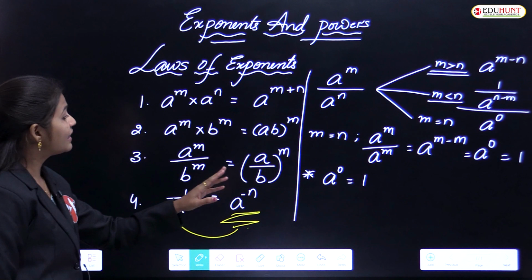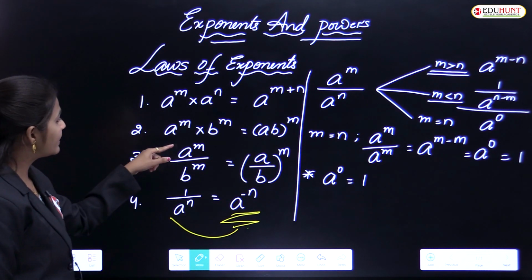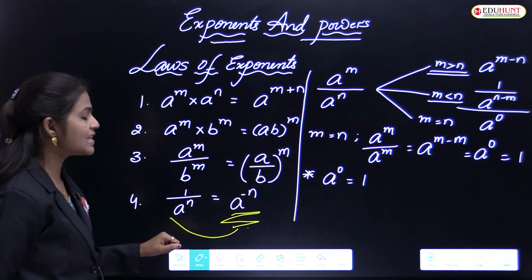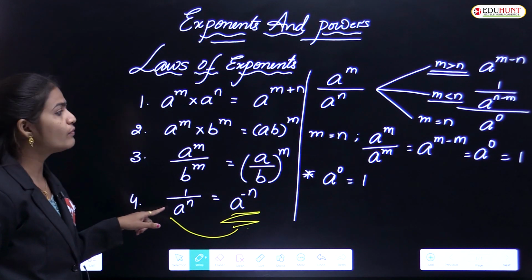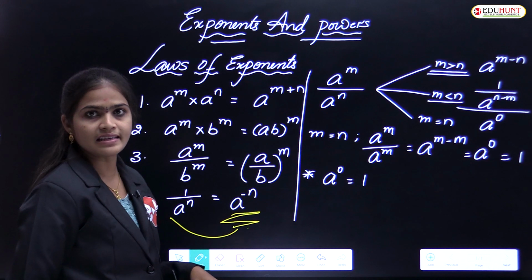For example, in reverse also we can take a by b whole power m. We can write this as a power m by b power m. And a power minus n we can write as 1 by a power n. So these are all the laws of exponents. Okay.